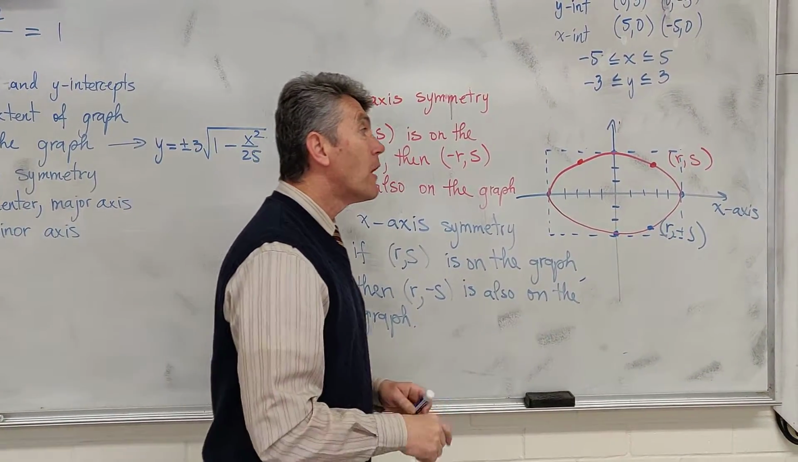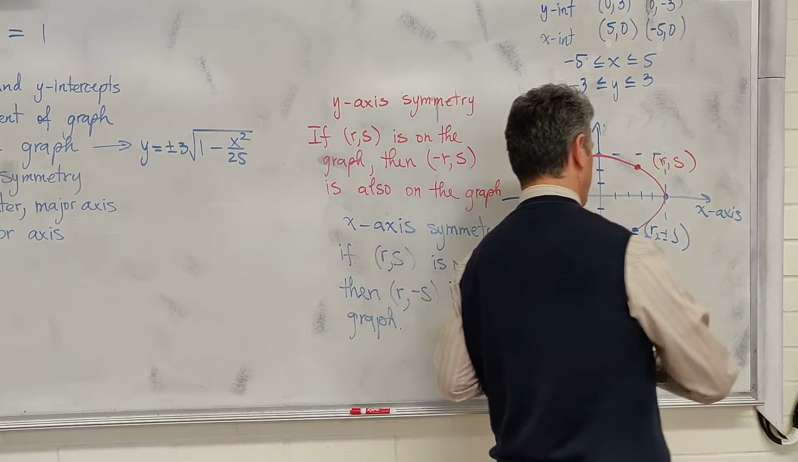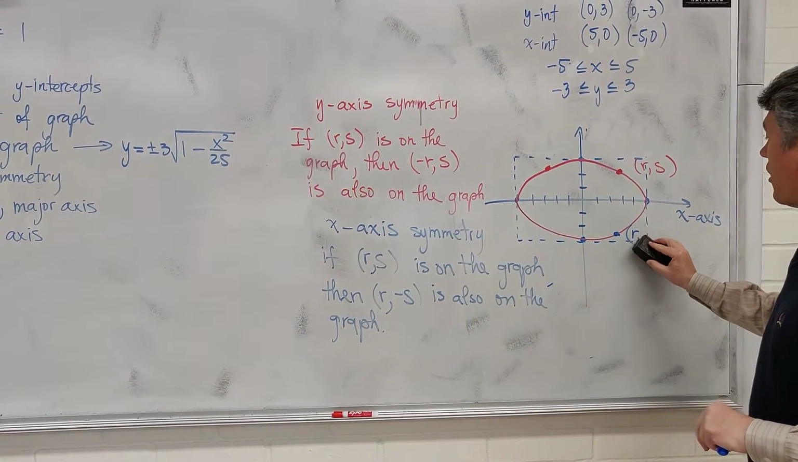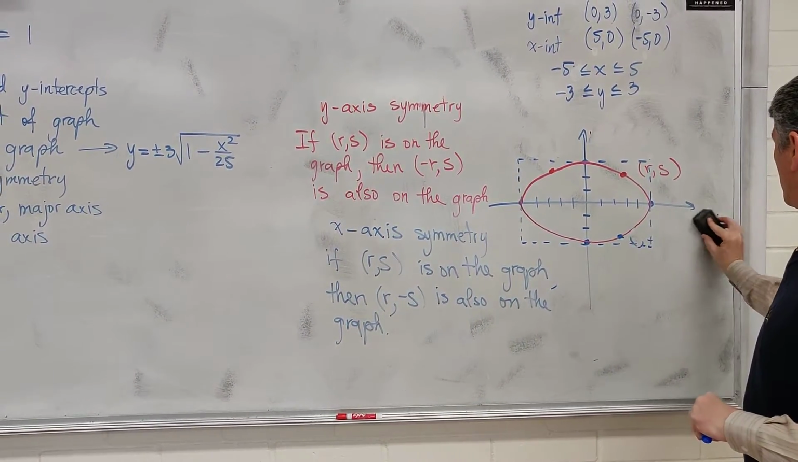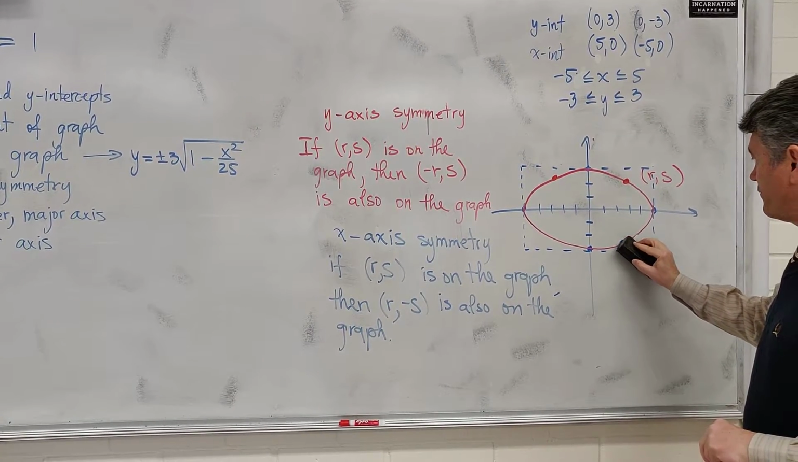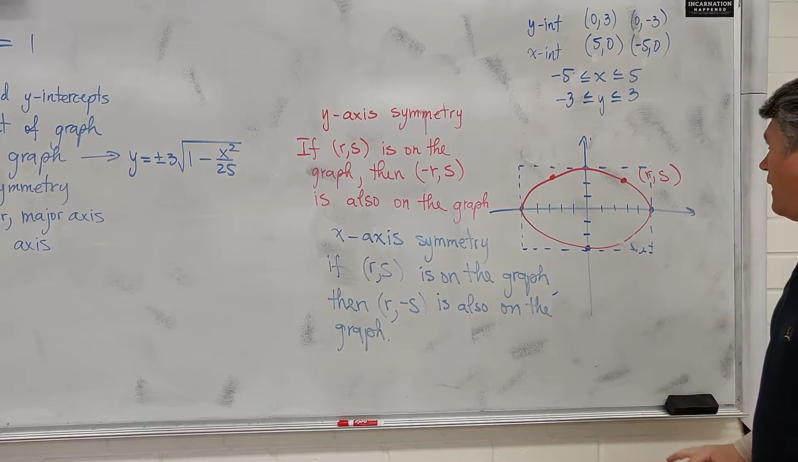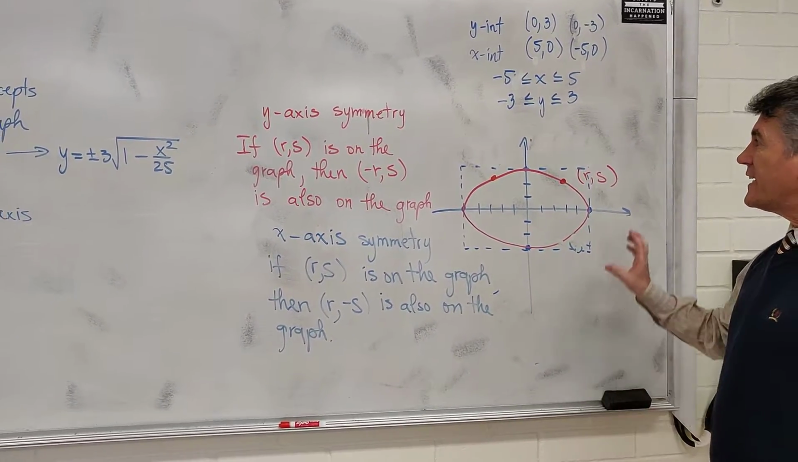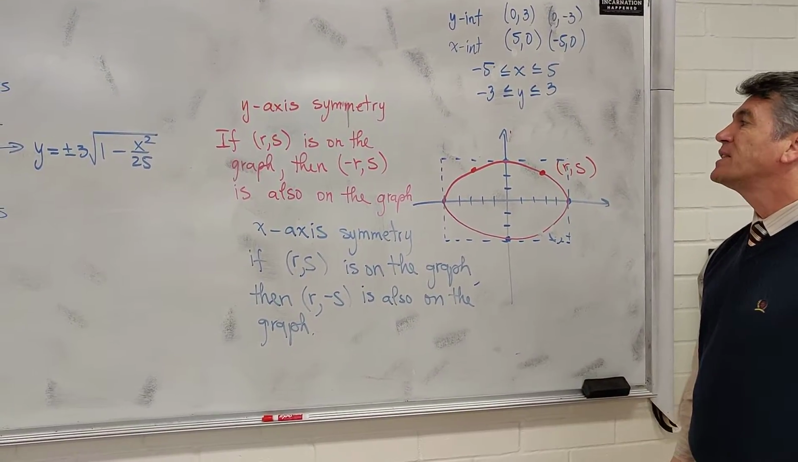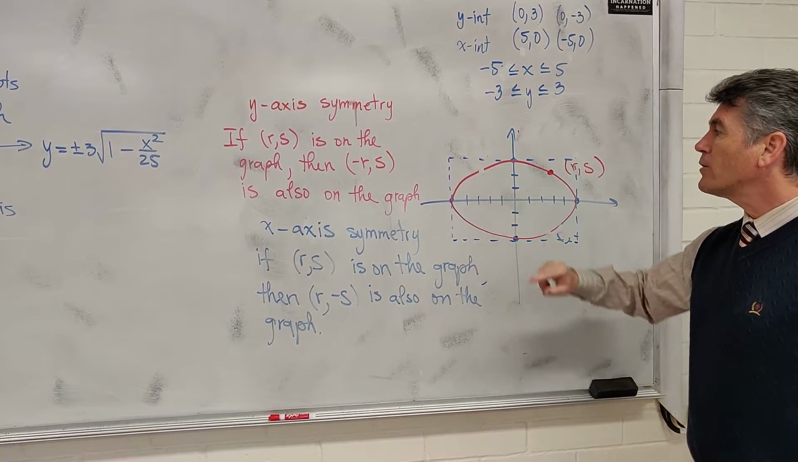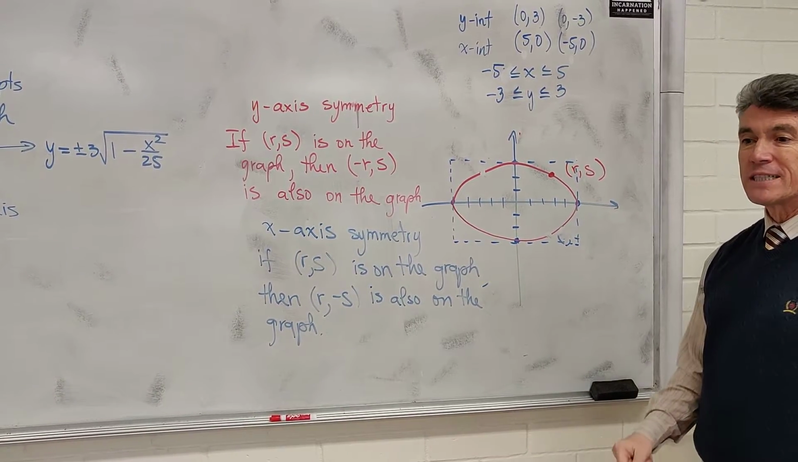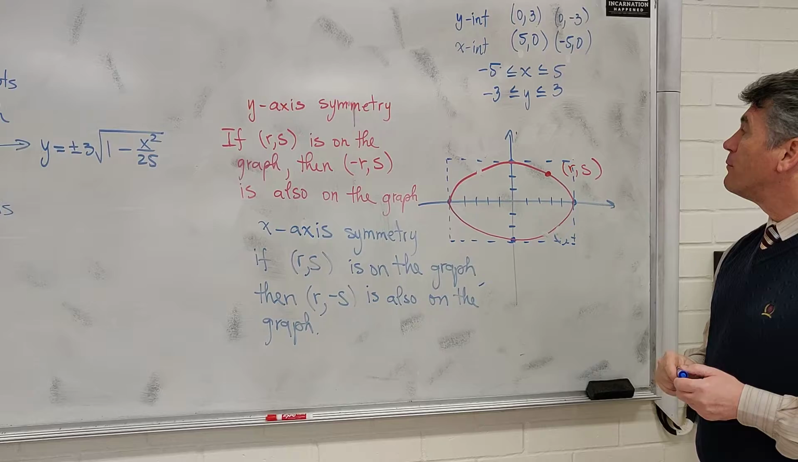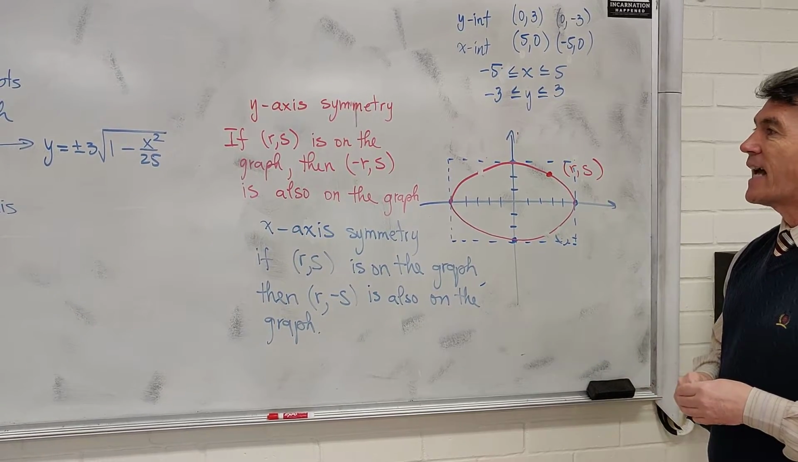Okay. There is one more type of symmetry. It is known as origin symmetry. Now, for origin symmetry, what I would have to do is take this graph and turn it upside down. What would you notice? Well, what you would notice is the fact that the ellipse would look exactly the same.